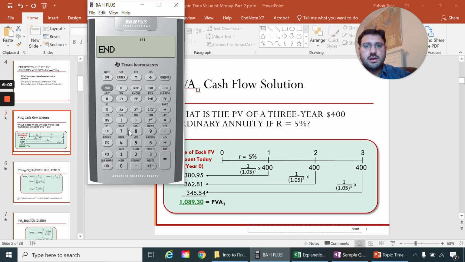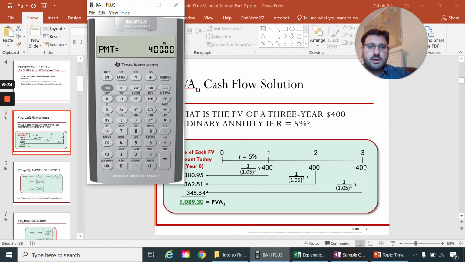So second, enter. Now it will change to the ordinary annuity. So what is the time period? 3. And what is the interest? 5%. Over here I'll not use the decimals, I'll use it in terms of percentage, 5%. What is my present value? This is what I want to find. What is my payment? It is $400, and because I'm assuming that I will receive it, it is plus.